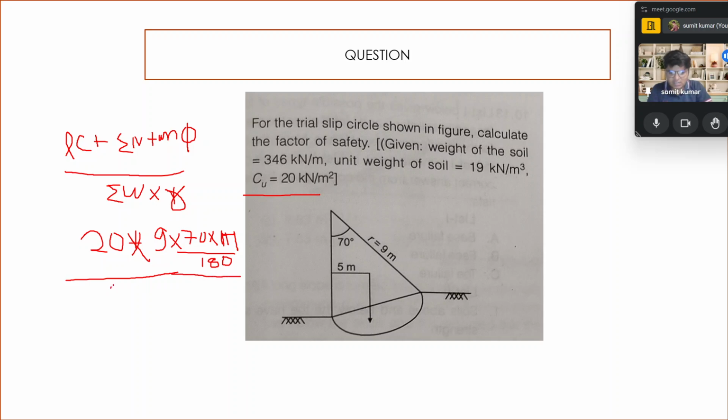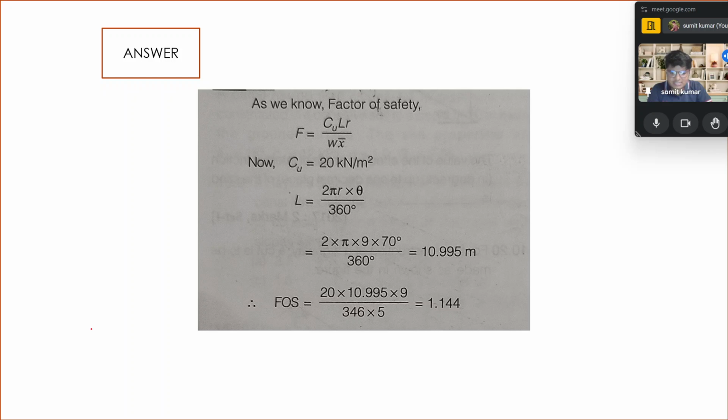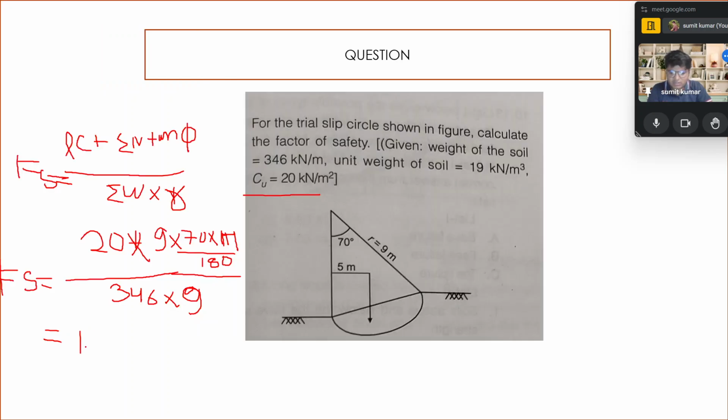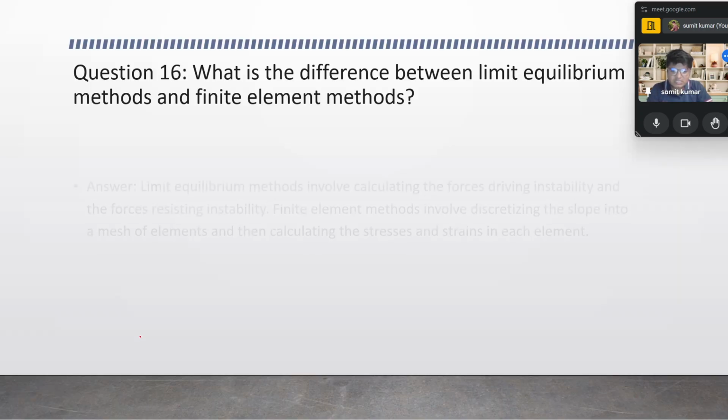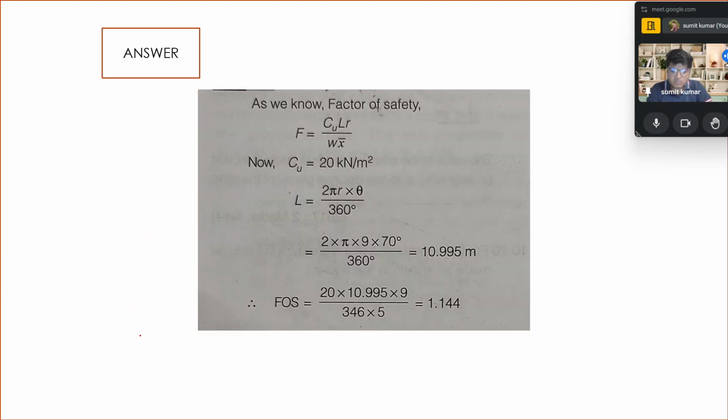And then summation of W into R, that is 346 multiplied by radius 9. When you do this calculation, you are able to get the factor of safety, FOS, which is found as 1.144. 1.144 is our answer. You do the calculation on your calculator.